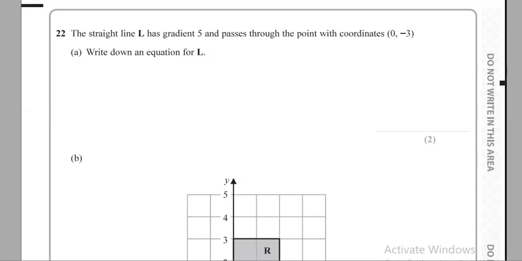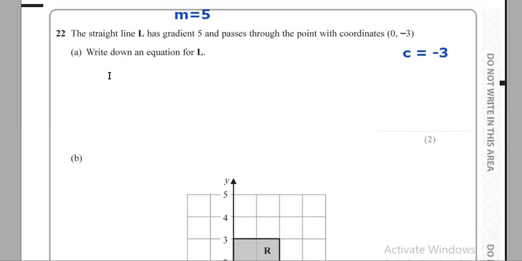Basically, when you write any line equation, you need the y-intercept and the gradient. The gradient is given here, which is 5. So the m equals 5, which is the gradient. And this is the point that the line passes through, which is 0, -3. Because we have 0 in the x, this means that this point here is the y-intercept. So the y-intercept, which is the c, equals -3. As I said, we know it's the y-intercept because the x is 0.